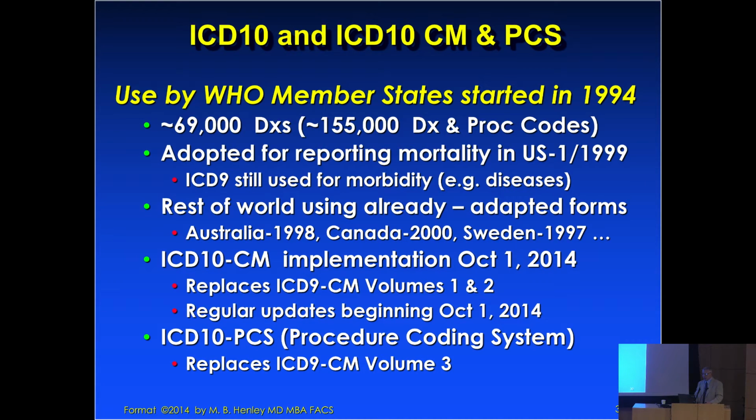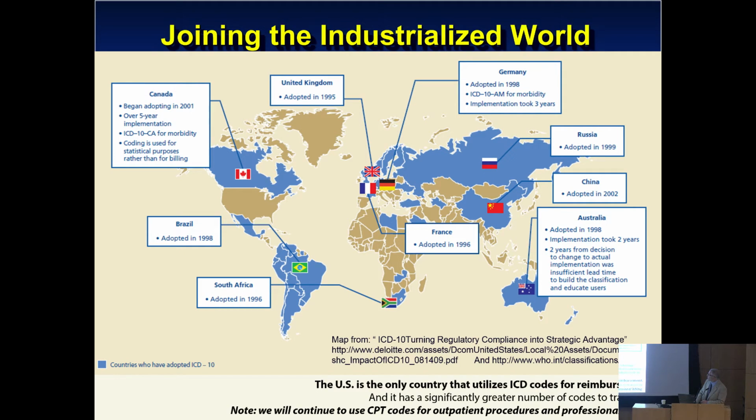The rest of the world has been using this, and it was adopted by different countries in the mid-90s and early 2000s. You can see some of the dates in Australia, Canada, and Sweden. Up until Monday, we were to implement this October 1st, and it would replace ICD-9, with regular updates beginning this year. So here's a list of the industrial world, and you can see the different countries around the world where this has been adopted. China in 2002, France 96, the UK in 95, and as I said, Canada in a rolling 5-year period between 2001 and 2005 from east to west.